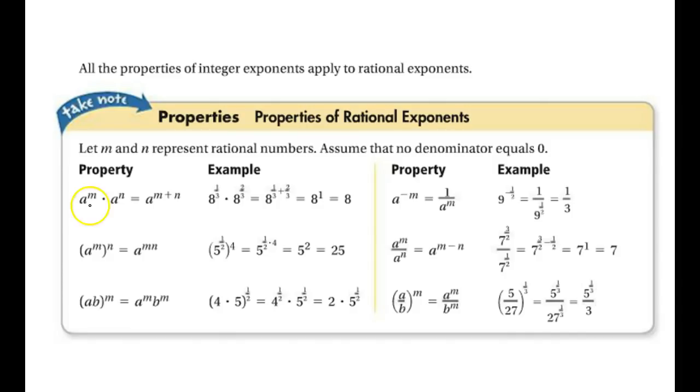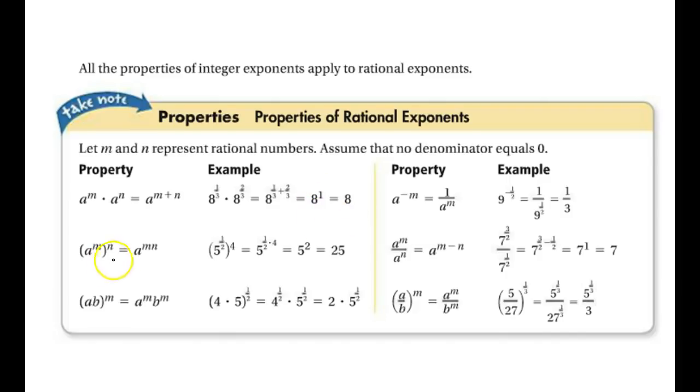Focus in on the first property that's given to us, a to the m times a to the n. Remember, when we have the same bases that are being multiplied, we can add the exponents, so we get a to the m plus n. So let's look at the example here. 8 to the 1/3 times 8 to the 2/3. They have the same base, which is 8, so we can add the exponent. So 8 to the 1/3 plus 2/3, that is equal to 1, so 8 to the 1st power is equal to 8.